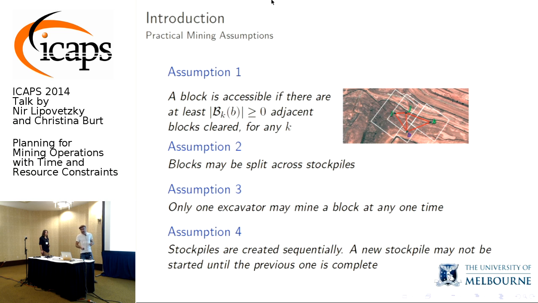And then stockpiles are created sequentially. So a new stockpile cannot be started until the previous one is finished. And this is mainly due to space constraints. There is not enough space to build two stockpiles at the same time. So you can think about everything goes to a stockpile, is loaded into a train, and it disappears. Okay, and all of this is just how this specific mine works.